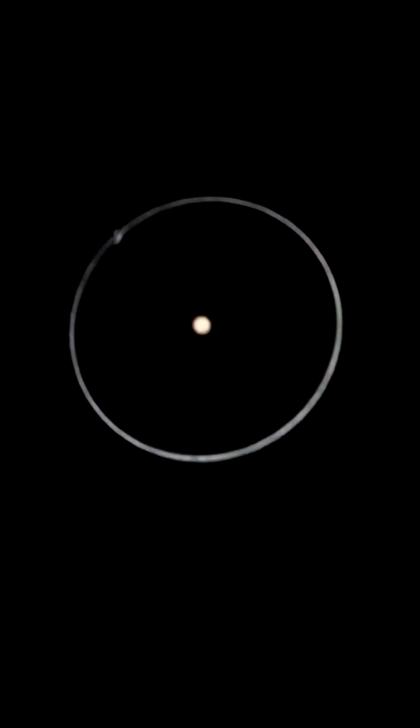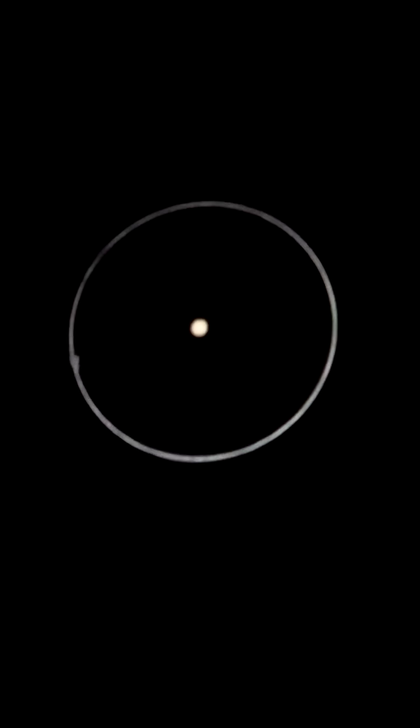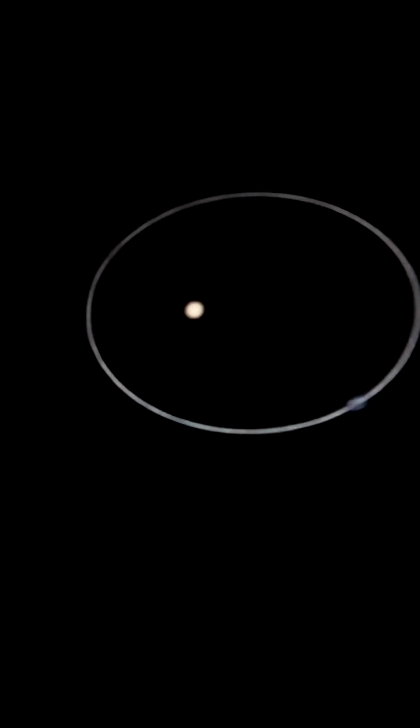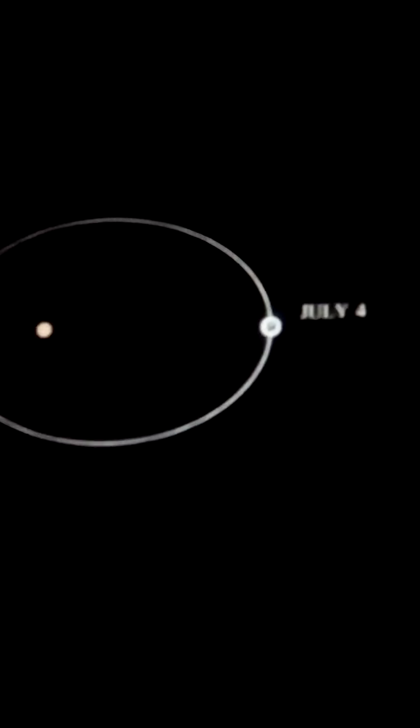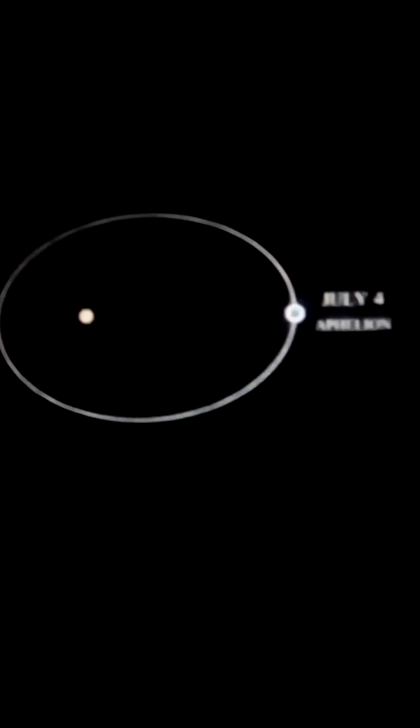The next effect is the distance from the Earth to the Sun. The Earth's orbit is not a circle, it's an ellipse. Every 4th of July, we celebrate aphelion, the day that the Earth is furthest from the Sun. Then in January, the Earth moves closest to the Sun.